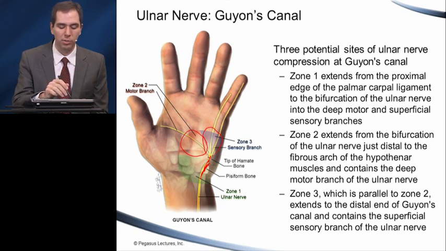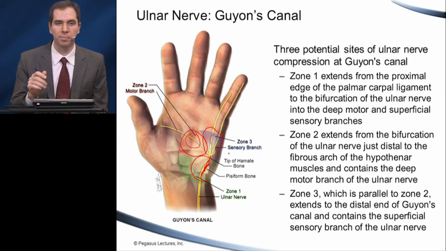So compression in zone 1 would indicate that there would be a sensory and motor deficit of the ulnar nerve, whereas compression in zone 2 would indicate that there's a motor deficit by itself without any sensory deficit, and then compression of zone 3, where the superficial branch runs, would only involve sensory deficit without motor deficit.